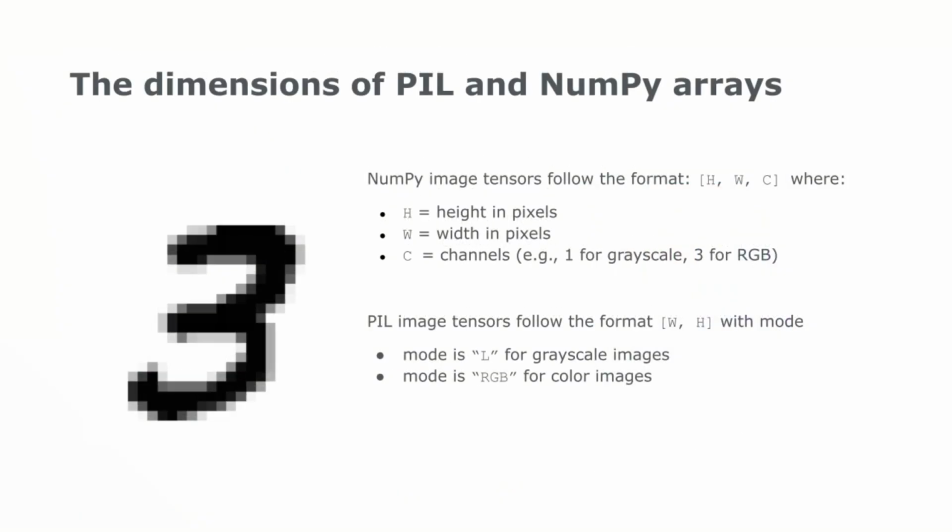So the last thing that we're going to discuss is the format that we use for NumPy arrays and PIL images to index the channels. In NumPy we have the dimensions of the tensors specified first with height, then with width, and then with number of channels. And this is different in PIL images. In PIL images, first you have the width, then you have the height, and then you have the attribute mode, which is going to be L for grayscale and RGB for color images. This is good to keep in mind because it's a very common gotcha.